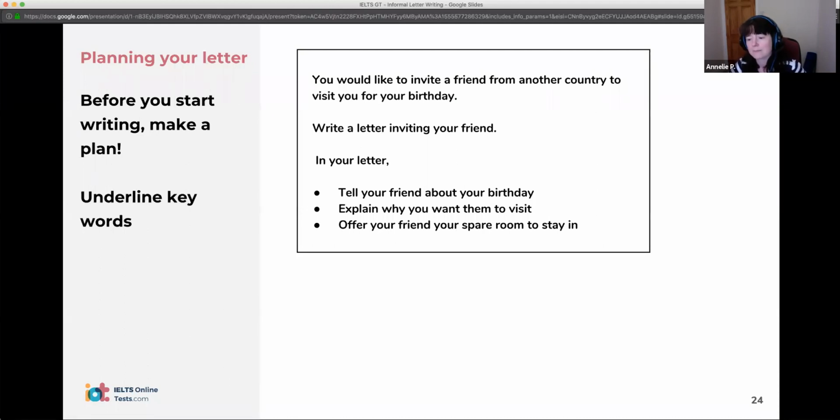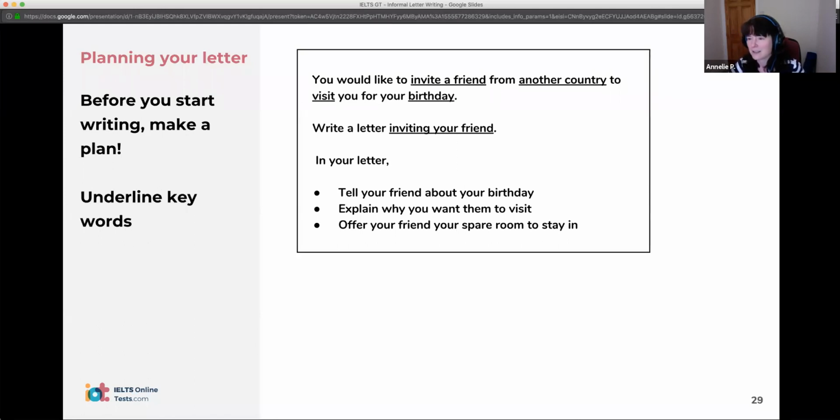Yeah, the birthday. Very good. It's a birthday event. Okay, from another country. That's important, that they're coming from abroad. Okay, that it's an invitation. Okay. What else would you underline? Yeah. Okay, spare room. That's important too. That's one of the key points. Yeah. So let's have a look.